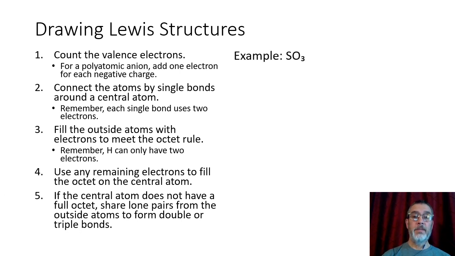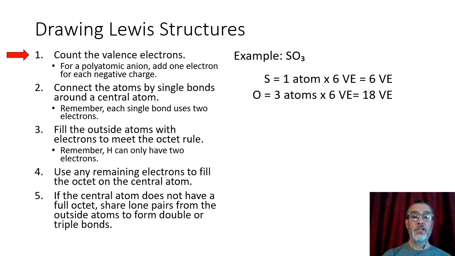Our next example, let's take a look at SO3, sulfur trioxide. The first step is to count the valence electrons. Sulfur is in group 16, so it's going to bring 6 valence electrons. Each of the 3 oxygen atoms also brings 6 valence electrons, for a total of 18 for the oxygens. And 18 valence electrons plus 6 valence electrons gives me a total of 24 valence electrons available to form the structure of SO3.